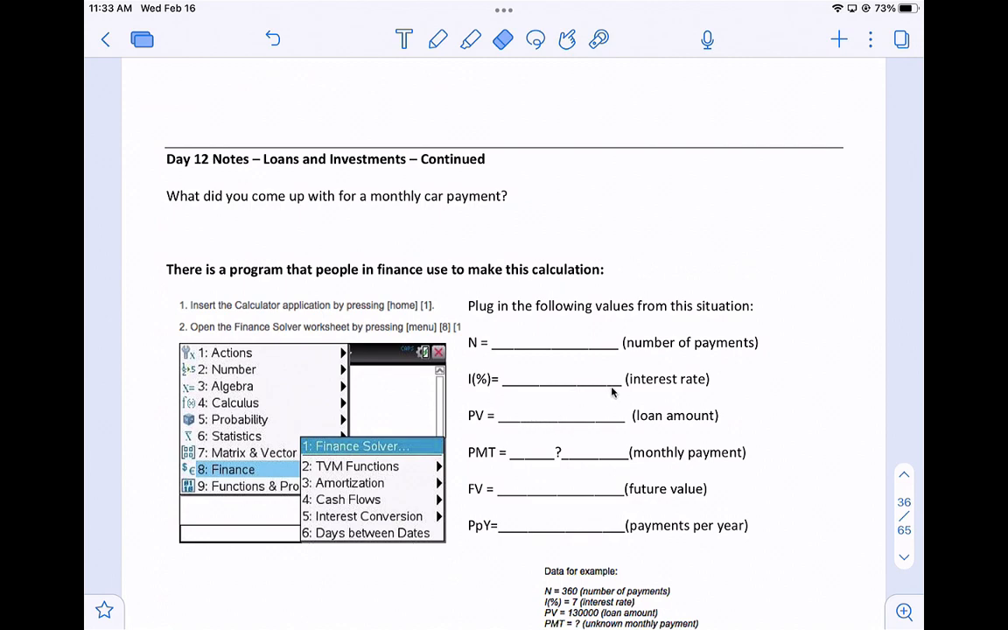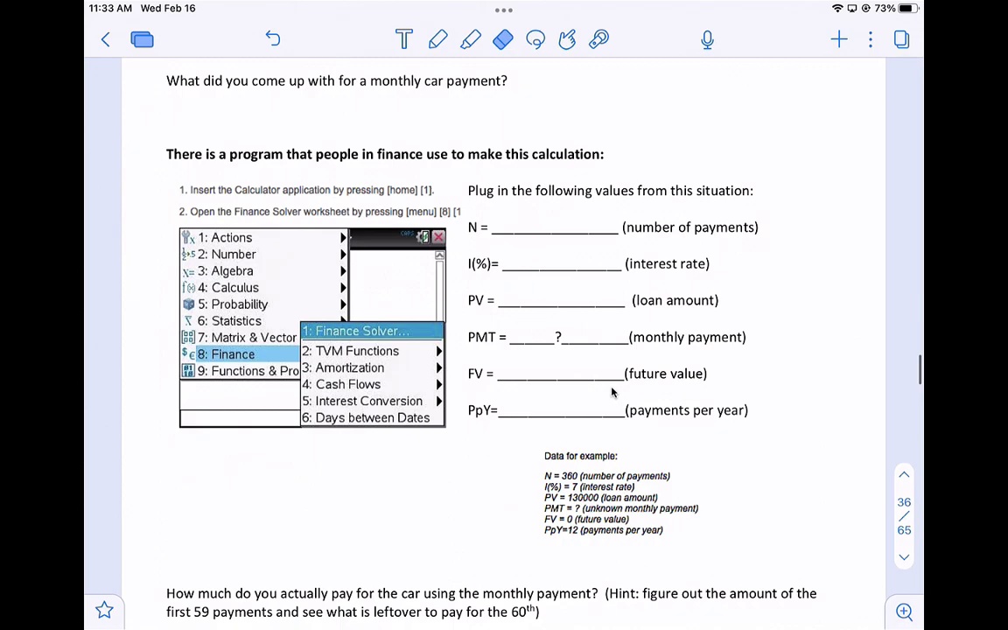So you guys have your number that you could have gotten by guess and check, but we're going to take a look at how they can actually use this program to figure out that number without doing all the guess and check like we did and making that spreadsheet to figure out the calculation in 60 months. So there's the program, it's in our calculator, it looks like this.